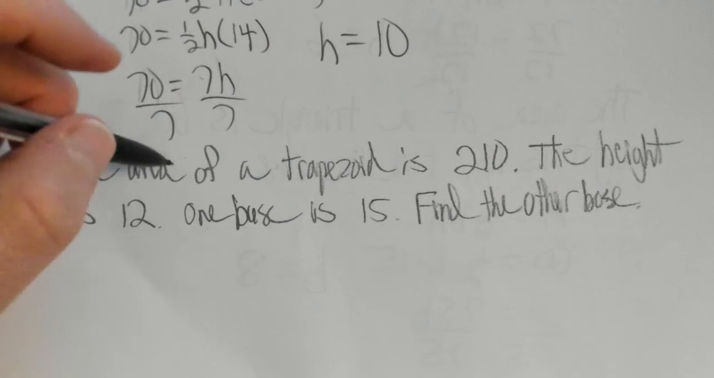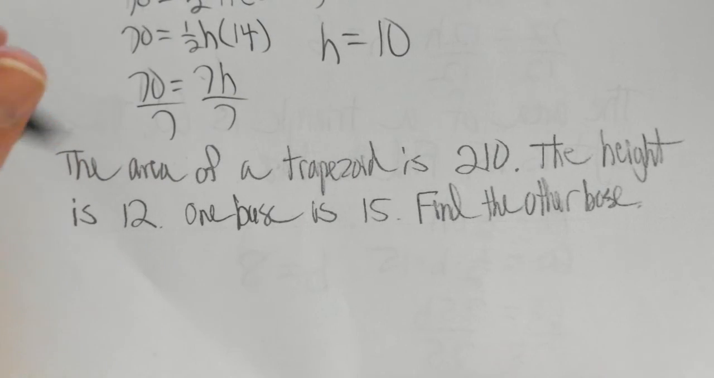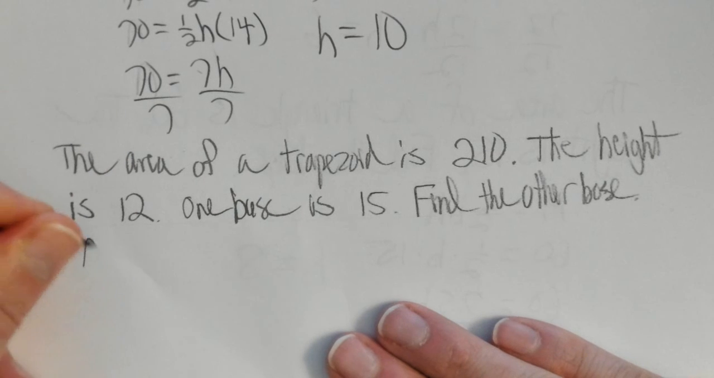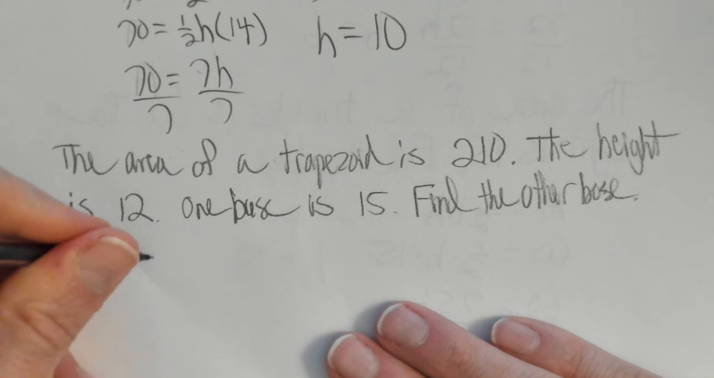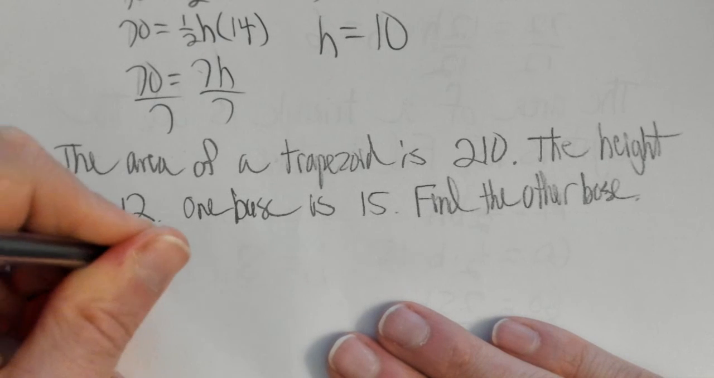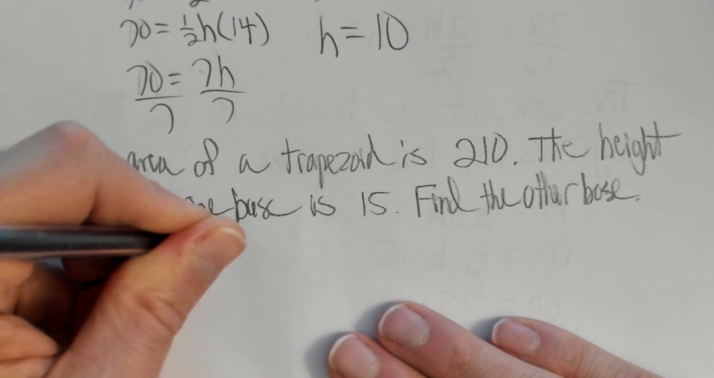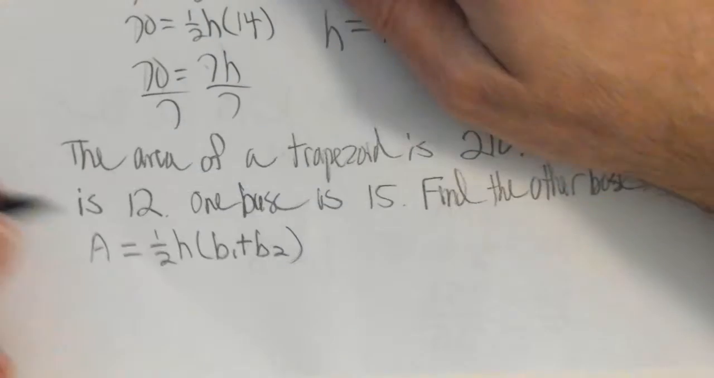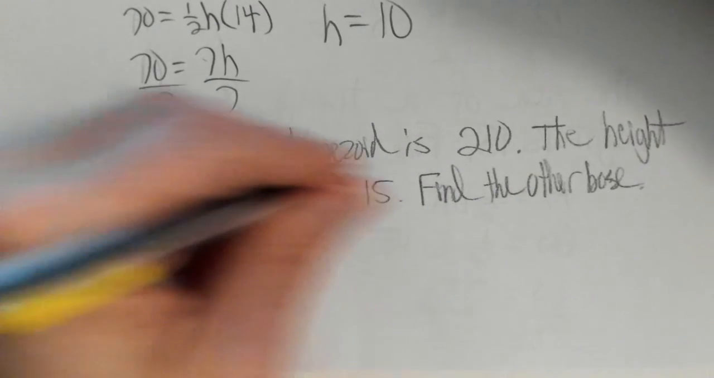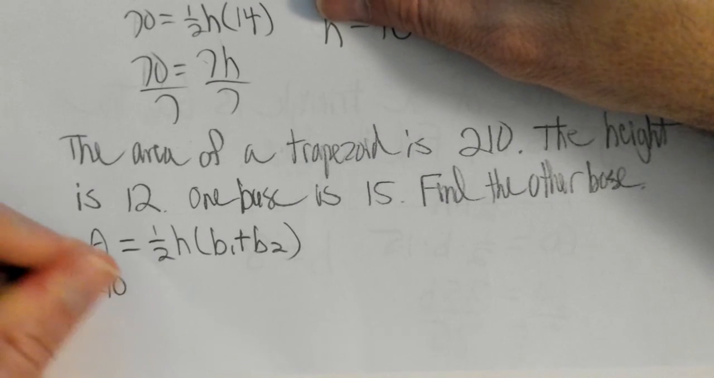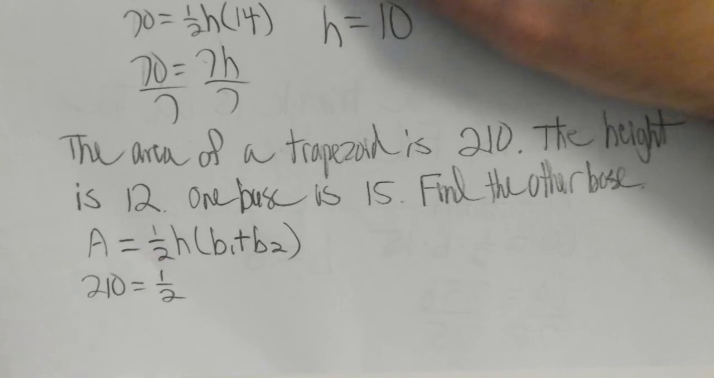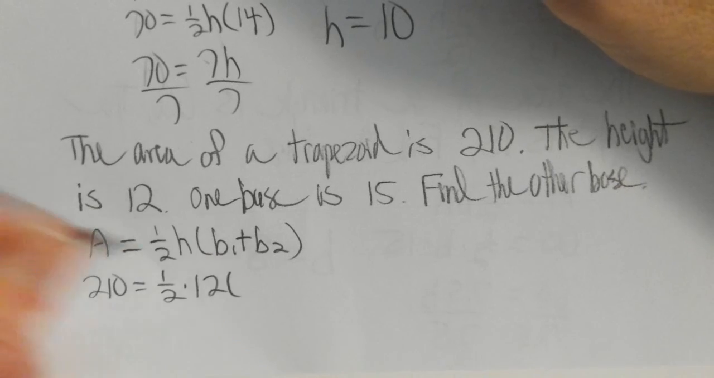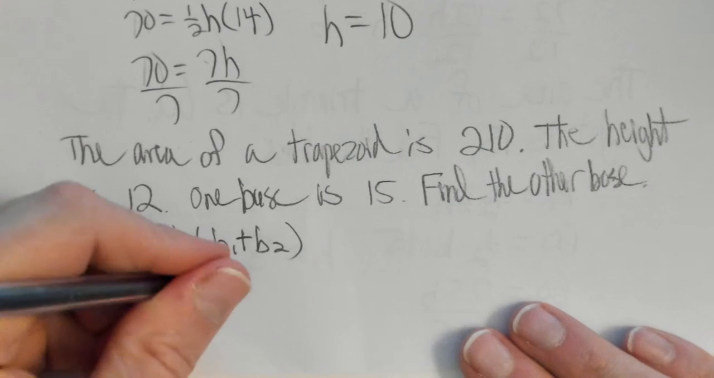And that's one that says the area of the trapezoid is 210. The height is 12. One base is 15. Find the other base. All right? So my area is equal to 1/2 the height, open parentheses, base 1 plus base 2. So we've got my formula down here again. So now I'm ready to plug in. Area 210. Plug it in. 1/2. Do they give me the height? Yes. Height is 12. Okay, so one base is 15.